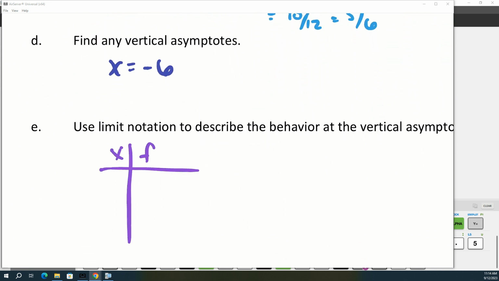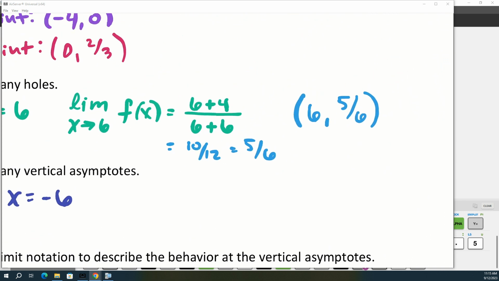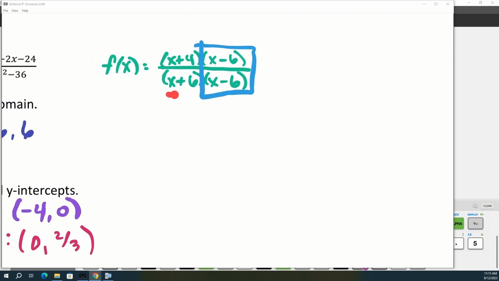All right, and then we want to know the behavior at the vertical asymptote. So we're going to want to see what's happening on the left side of negative 6 and on the right side of negative 6. Question: why is it -6 and not 6? It's going to be what's on the outside, and it's going to be whatever would make it 0.